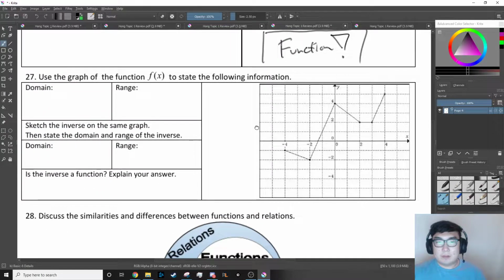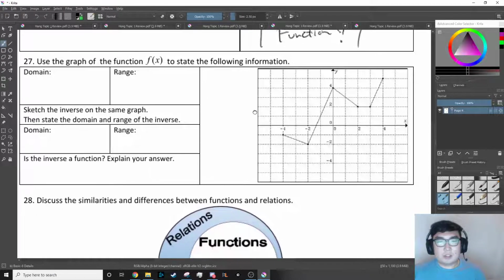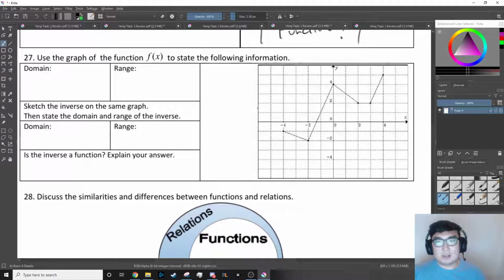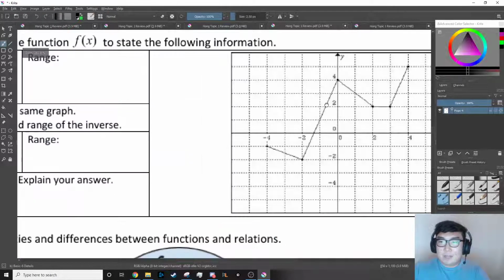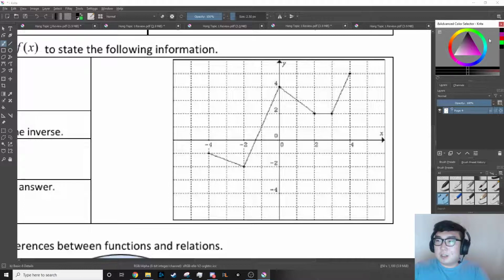Number 27. Use the graph of the function f of x to state the following information. So I have this graph right here, and if you can't see, this is all solid line. I'm not going to draw over it. But you know that these are all solid lines and all closed circles. It's kind of hard to see in the picture, but in this example, all of these are closed circles.